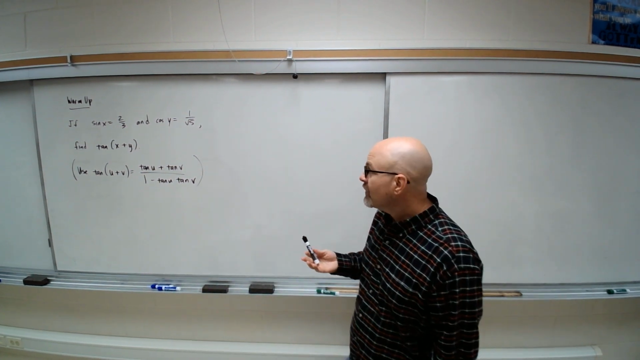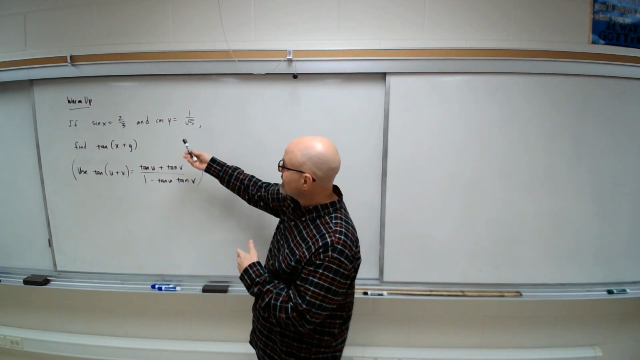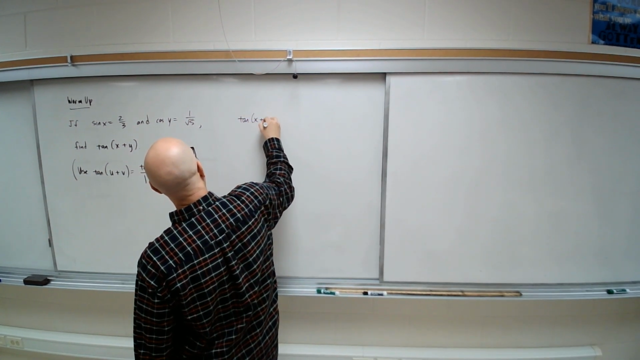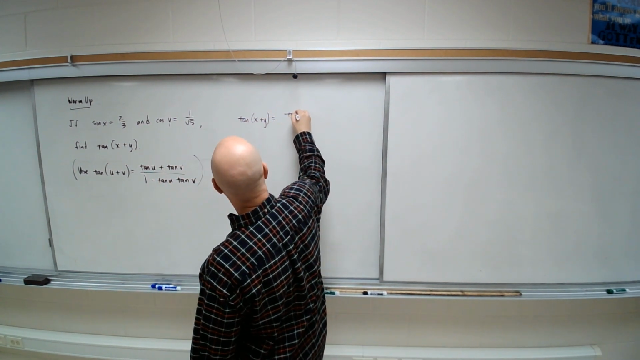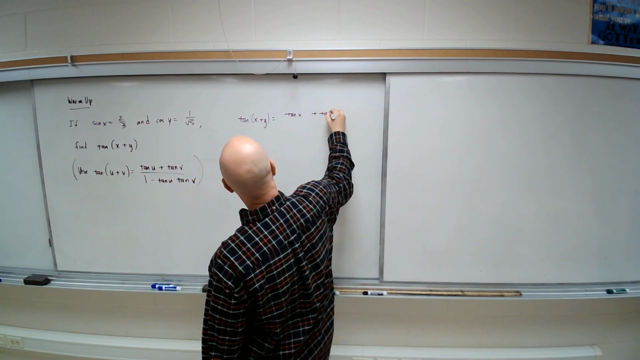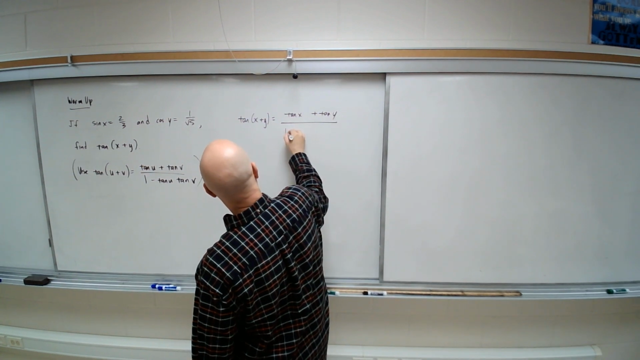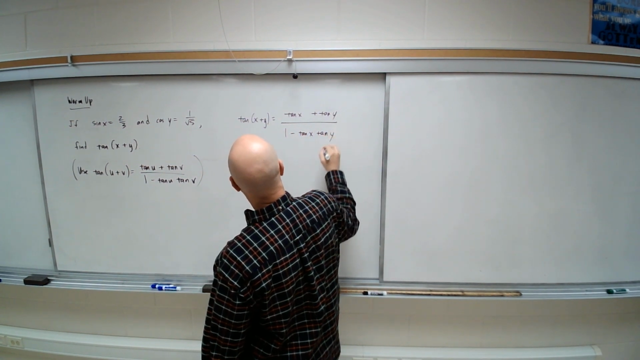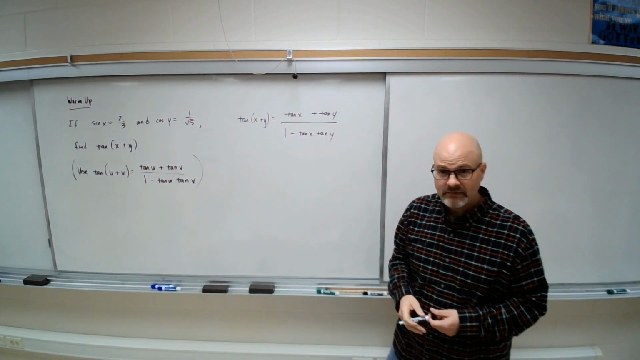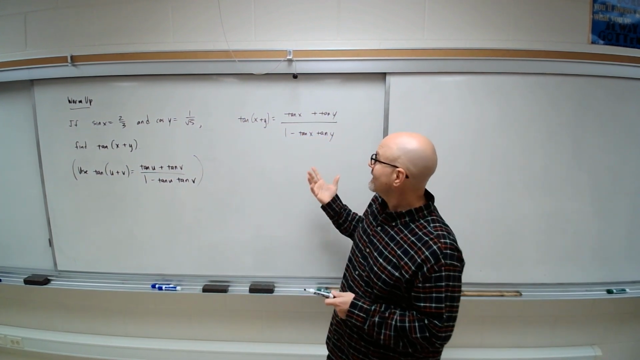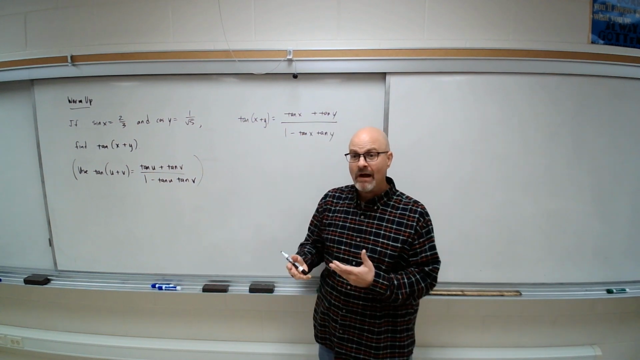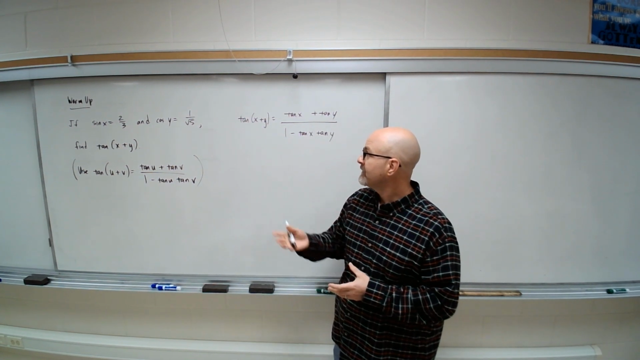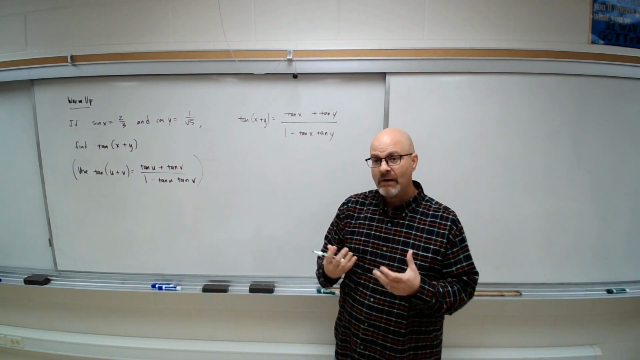So what we're going to have to do here, if we're going to find the tangent of x plus y, is the tangent of x plus the tangent of y over 1 minus the tangent of x times the tangent of y. Now before we do that, we need to know what the tangent of x and the tangent of y are. So that's where we're going to take these ratios that we have over here and use those to create a right triangle.